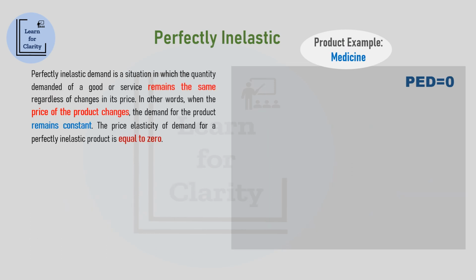Perfectly inelastic. Perfectly inelastic demand is a situation in which the quantity demanded of a good or service remains the same regardless of changes in its price. In other words, when the price of the product changes, the demand for the product remains constant. The price elasticity of demand for a perfectly inelastic product is equal to 0.